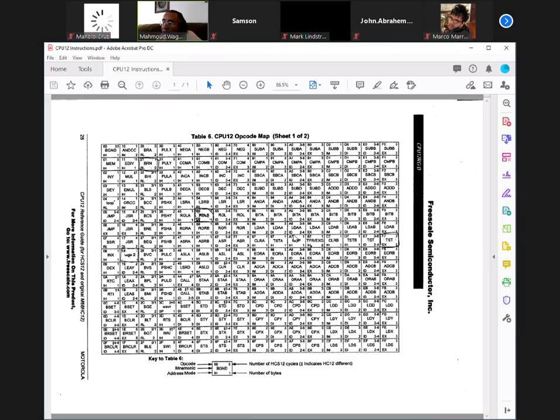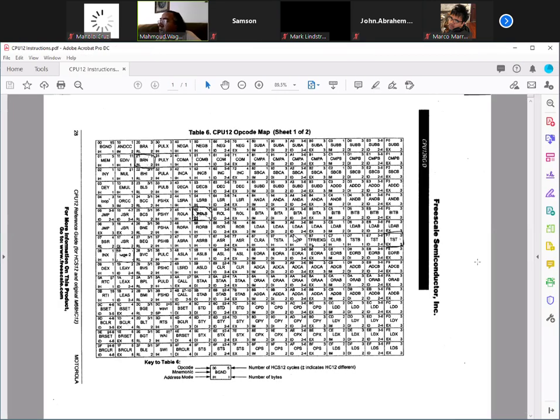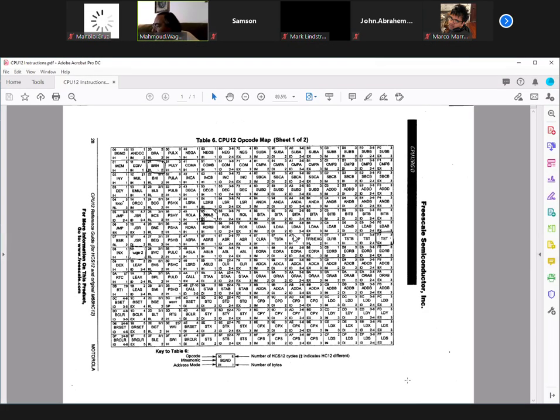This explains the opcode. You see, there are different machine, the assembly language instructions. And this is the key. At the bottom of the table, there is a key to explain what that means.